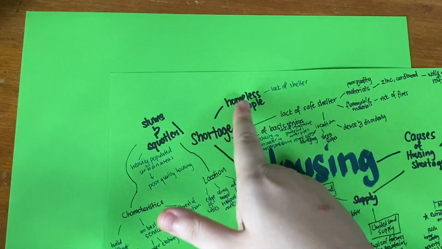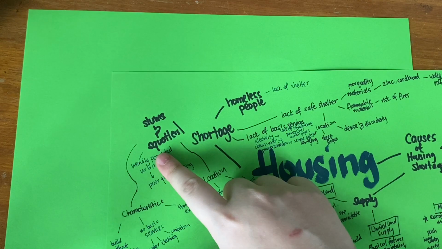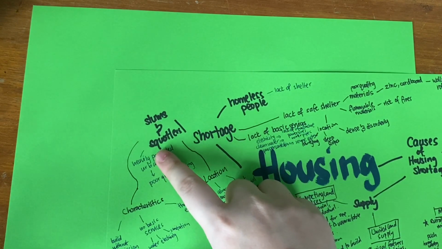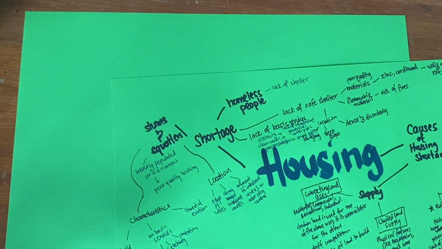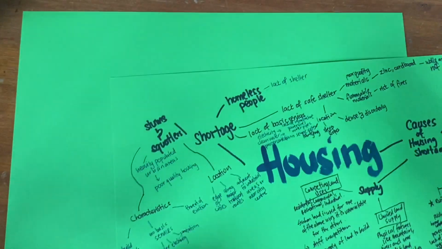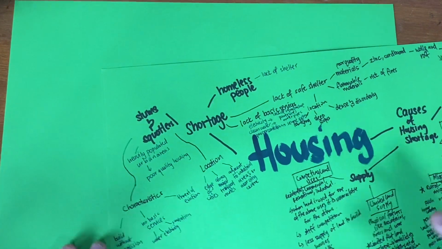We are now looking at the consequences of housing shortage, which are homelessness and slums and squatters. These are the two consequences of housing shortage. Just now I wanted to show you what housing shortage means, so we're going to look at the consequences in detail. Hopefully we don't need 3 papers for this, but let's start with the consequences.